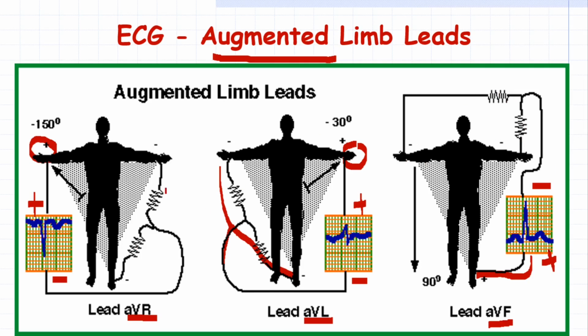If you see the axis of these three augmented leads, the aVR is going up at about minus 150 degree, that is like this one. Then for the aVL, it is going up at minus 30 degree, and if you see the axis of aVF, it is going down vertically, and the angle of this axis is plus 90 degree. So this is how the placement of electrodes and axis of augmented limb leads.